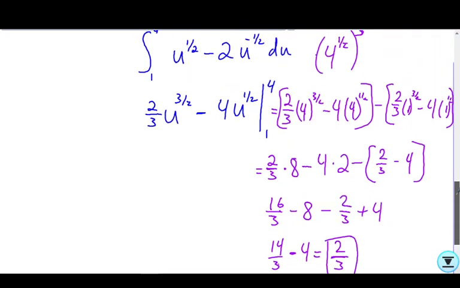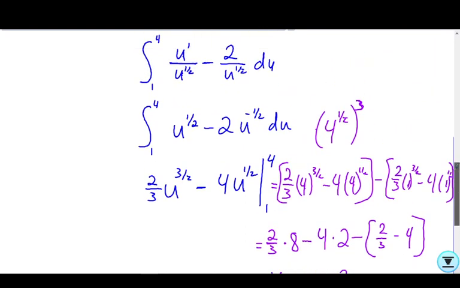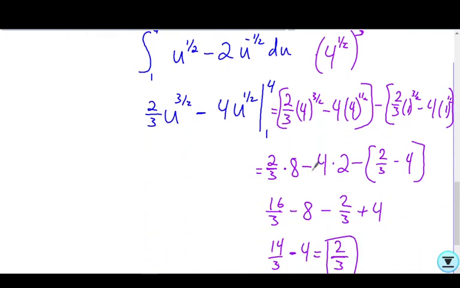So in this problem, again, the only extra step that we have to deal with is this part right here, where we've got to simplify this a little bit. But after that, it's just our basic antiderivative rules.